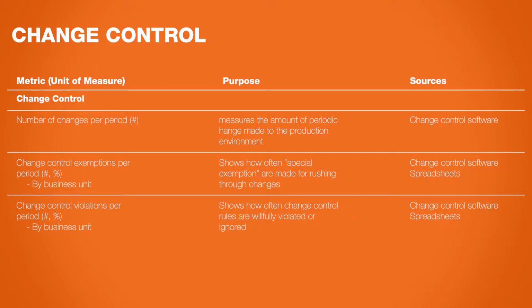The latter two, exemptions and violations, are related. An exemption represents a change that was granted for exceptional reasons and required implementation outside of normal maintenance hours. Emergency fixes and other out-of-cycle changes require exemptions. Unauthorized changes, also known as violations, measure the number of changes that were applied without approval. This number obviously should be as close to zero as possible.